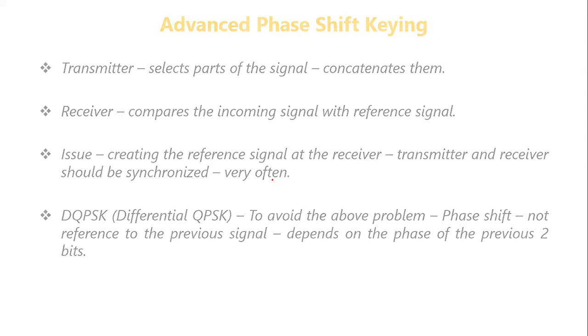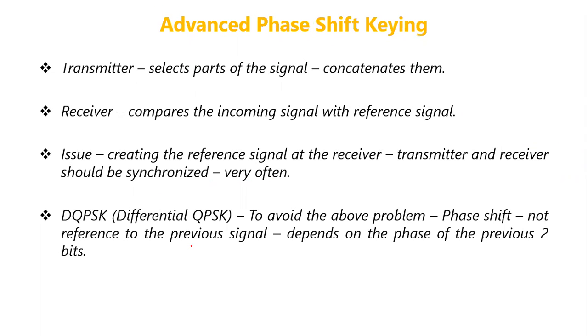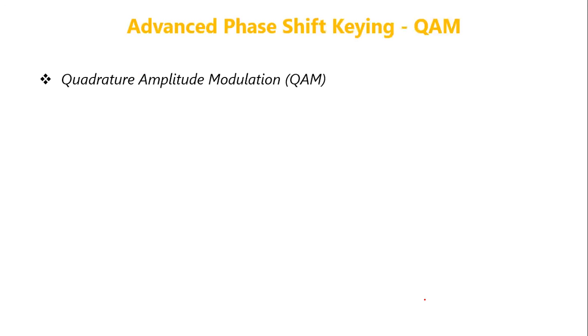by using a technique called differential quadrature phase shift keying. If you use differential quadrature phase shift keying, then the receiver need not depend on any reference signal. Rather, the receiver can regenerate the signal depending on the previous two bits. Okay? Depending on the phase of the previous two bits, the signal can be regenerated. Like how here we use 2 bits, the number of bits can be increased.